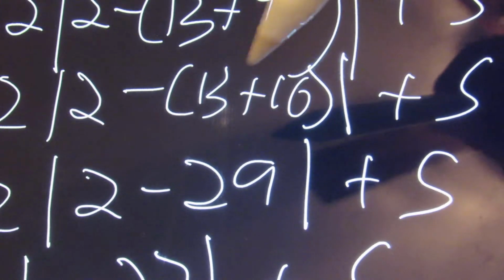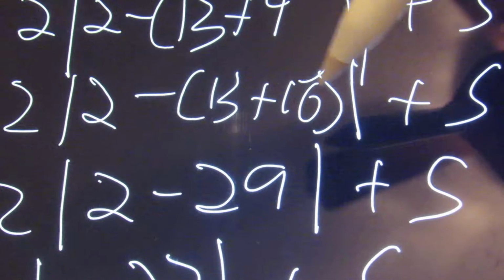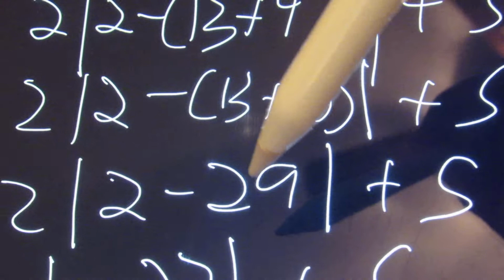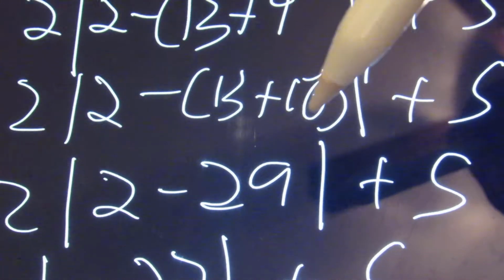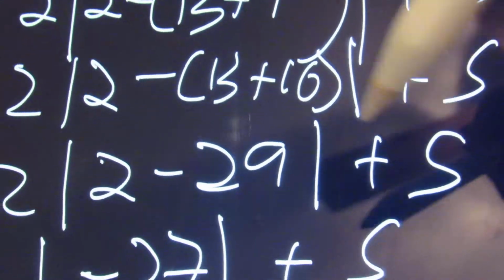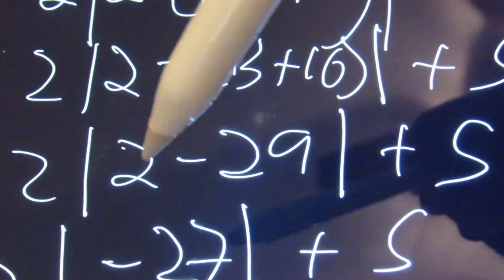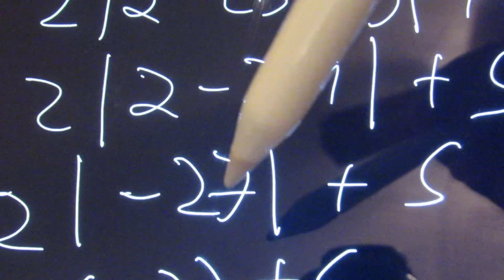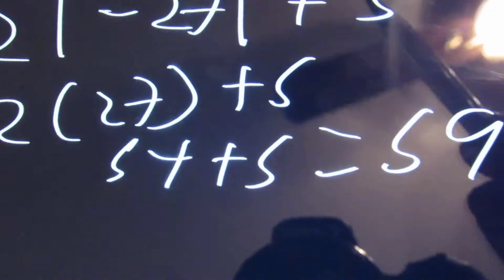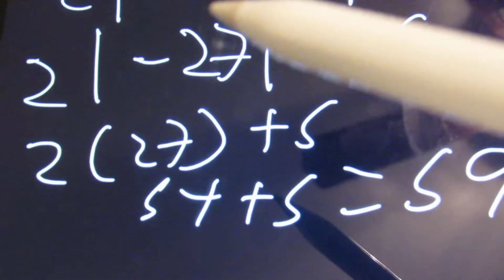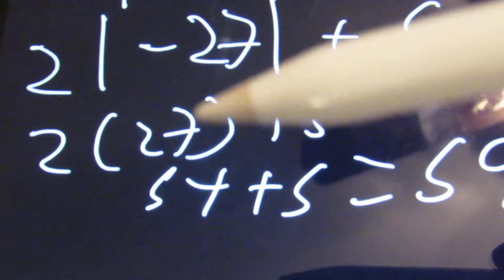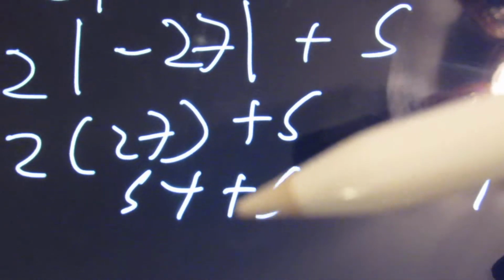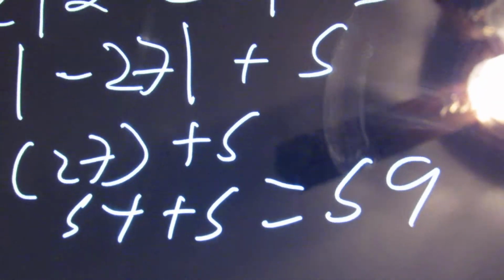And then we're going to do the 13 plus 16 because there are parentheses around them. And so 13 plus 16 is 29. So we're going to have 2 times absolute value of 2 minus 29. Close the absolute value, and then plus 5. Do what's inside the absolute value. 2 minus 29 is negative 27. And then we're going to do the absolute value of negative 27, which is just positive 27. And then 2 times 27 is 54. Add 5 to that, and we get 59.